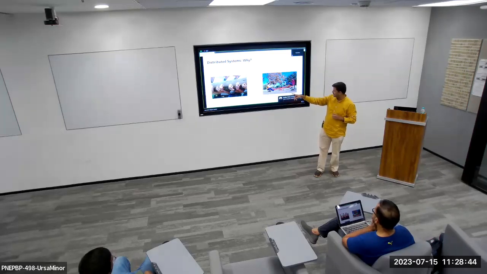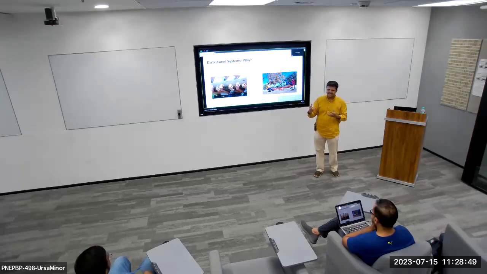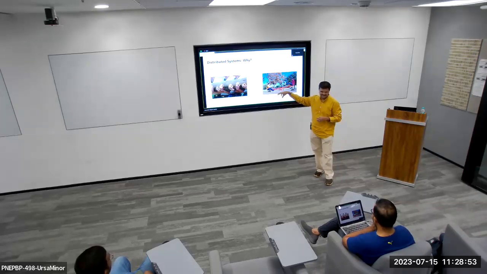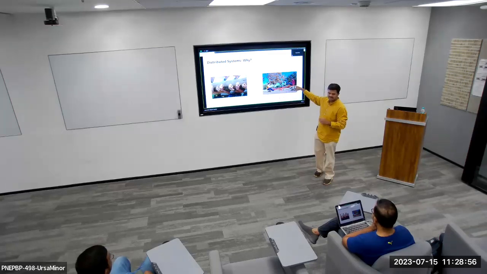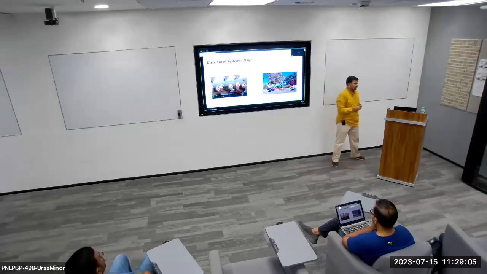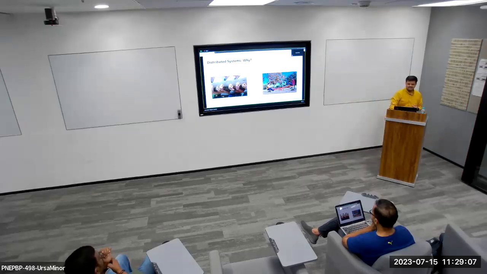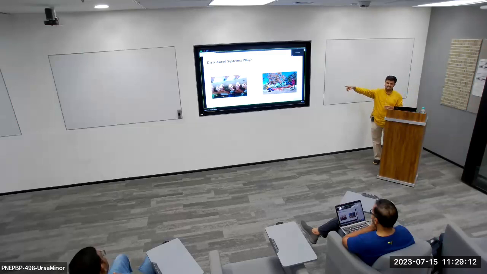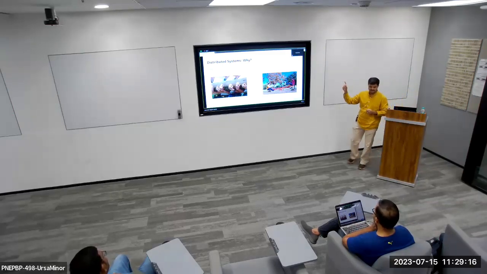And if one of the pairs of hands goes down, the rest are going to fall apart. And that's where high availability really comes into the picture. That's why high availability becomes an integral part of any distributed system. In fact, these days, you will not see a system which only cares about scalability and does not care about high availability, or vice versa.